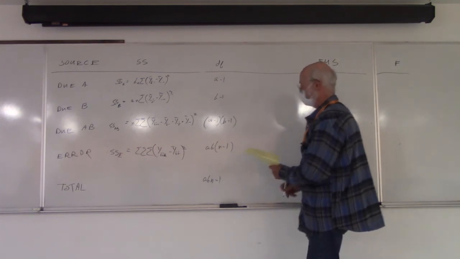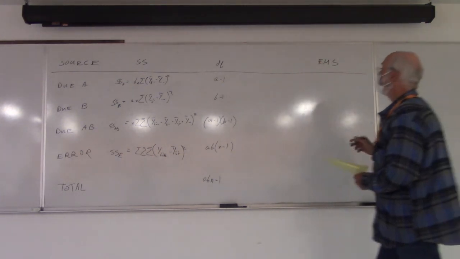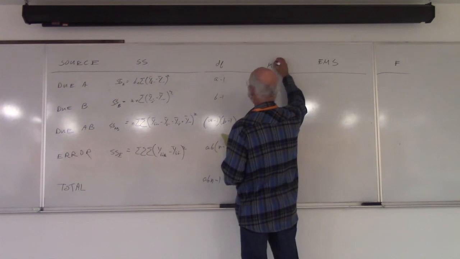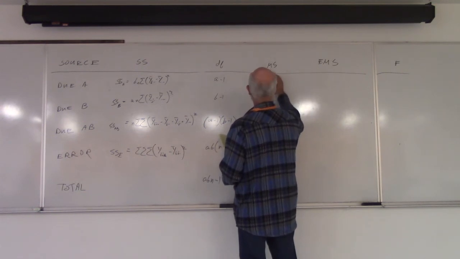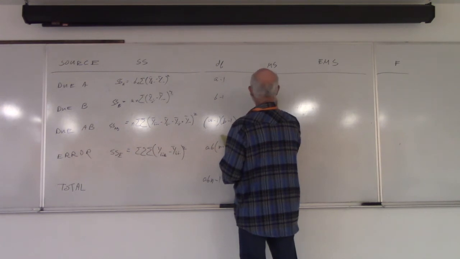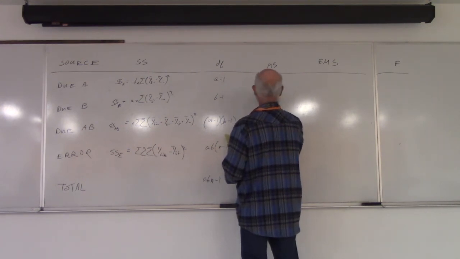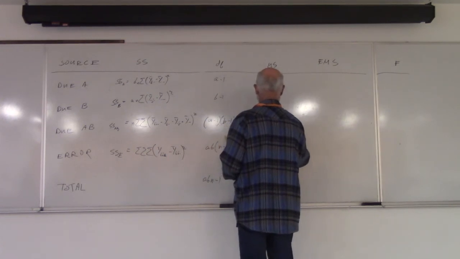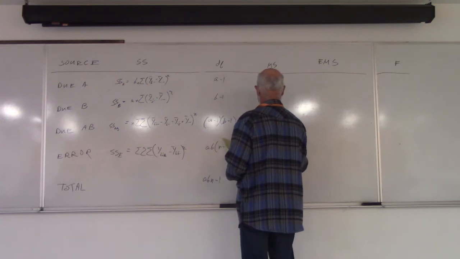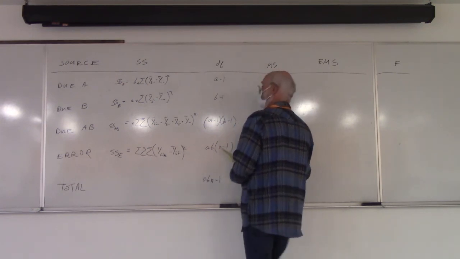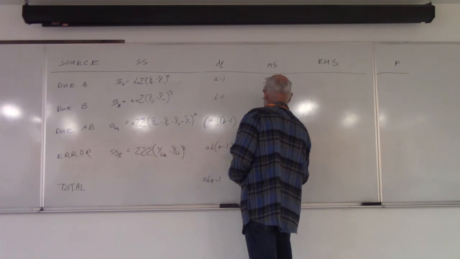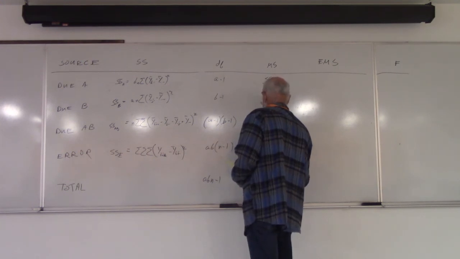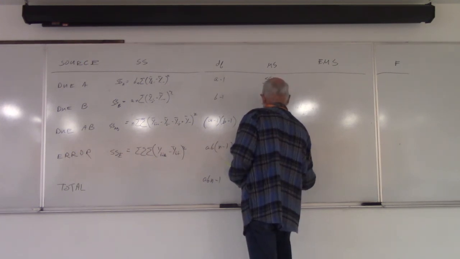Okay? All right. Mean square is just going to be sum of squares a over a minus 1. This is sum of squares b divided by b minus 1. This is sum of squares ab divided by a minus 1 times b minus 1. This is SSE divided by AB times n minus 1.